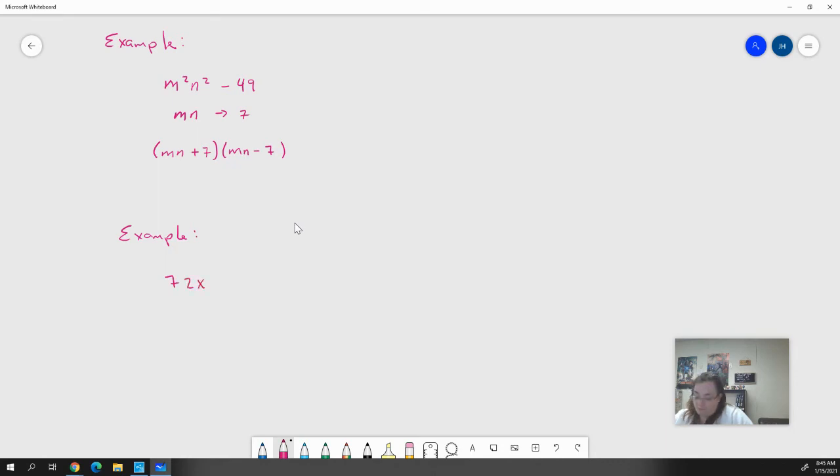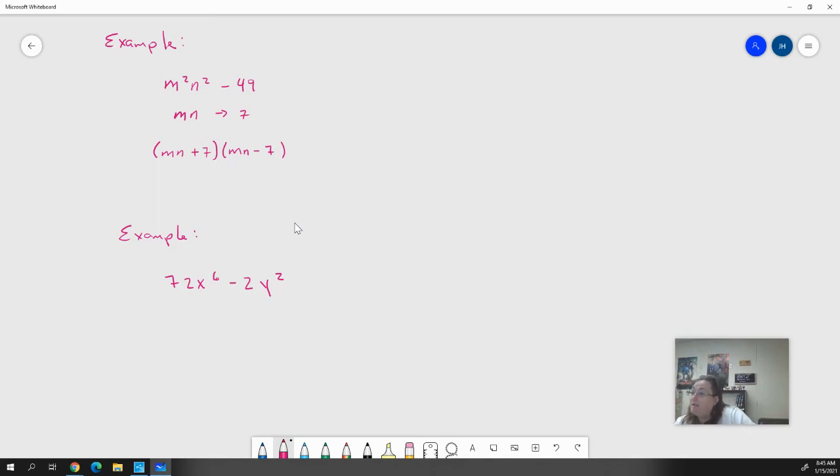72x to the 6th minus 2y squared. When I look at this, at first, I don't see a difference of squares. I know 2 isn't a perfect square. I know that 72 isn't a perfect square, but I do see that each of these are divisible by 2. So we're going to factor out that greatest common factor between them like we've been doing and see what we get after that.